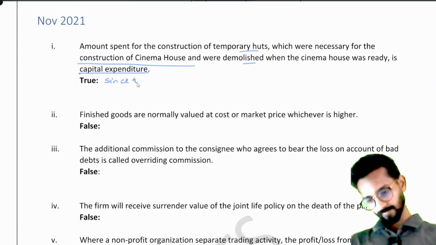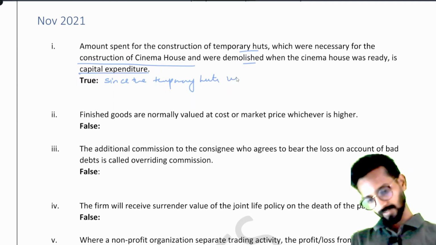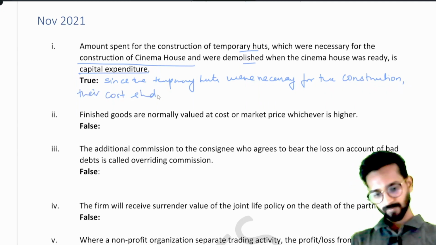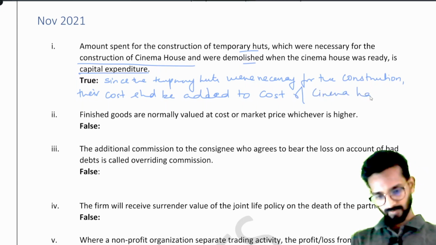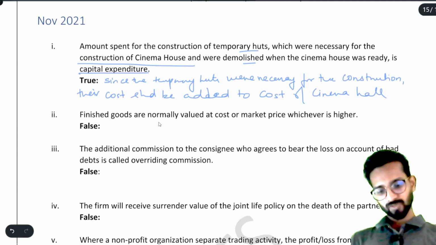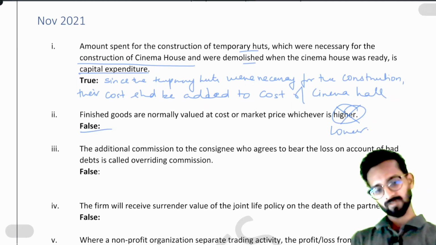since the temporary huts were necessary for the construction, their cost should be added to cost of cinema hall. Then finished goods are normally valued at cost or market price, whichever is higher, whichever is lower. Okay, so you can write here the statement is false.